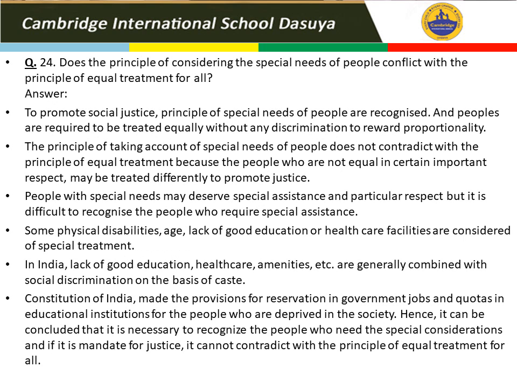Now question number 24. Does the principle of considering special needs of the people conflict with the principle of equal treatment? Yes. To promote social justice, the principle of taking account of special needs of people does not contradict the principle of equal treatment, because the people who are not equal in certain important respects may be treated differently, like you can say handicapped people. So people with special needs, physical disability, in India, lack of good education, healthcare, etc. are generally combined with the social discrimination on the basis of caste.